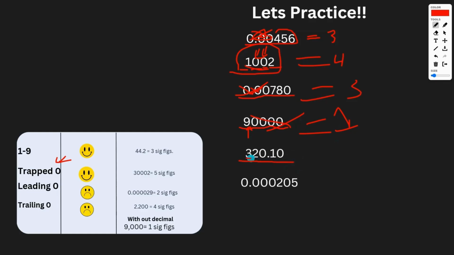So we have 3.2010. This has five significant figures because the zero is between two non-zeros and the other zero is behind the decimal, so it counts.